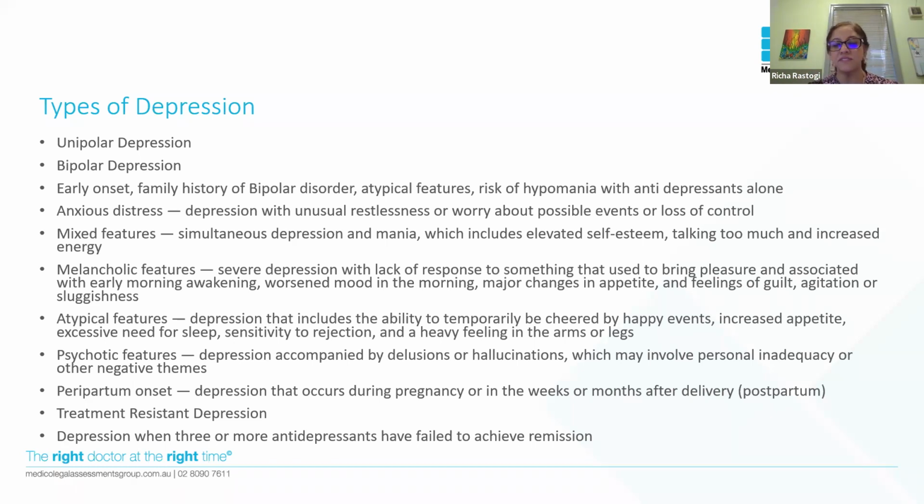Then you've got mixed depression, where you can have mania and depression, and this is very hard to treat and very hard to diagnose, and we need a few sessions before we can come to that diagnosis.